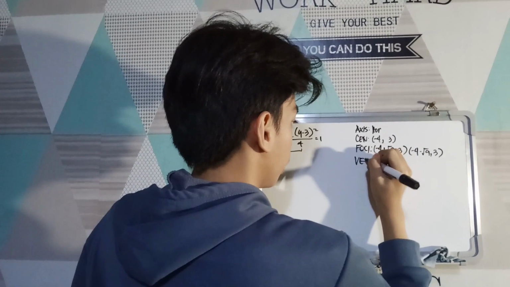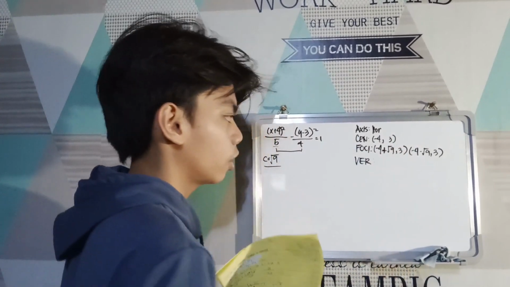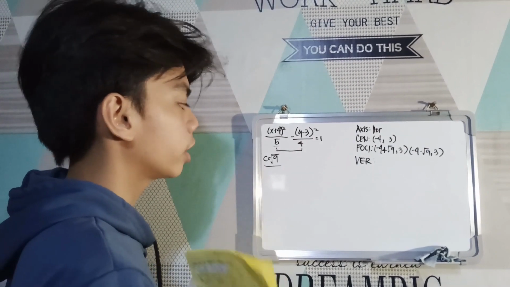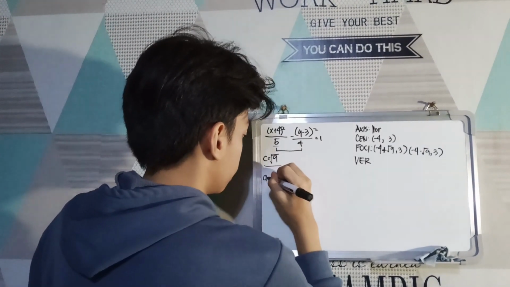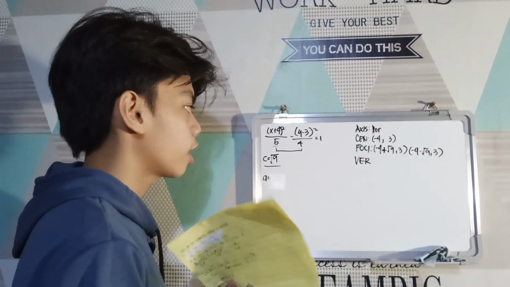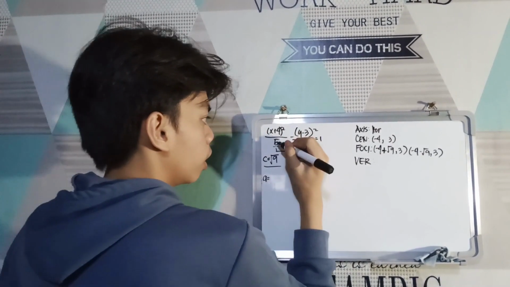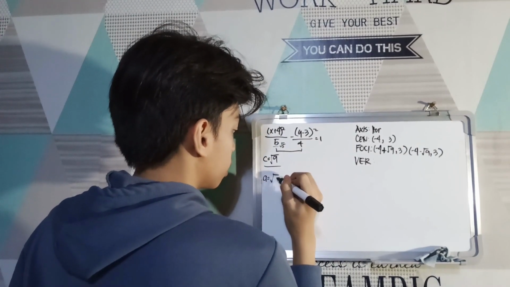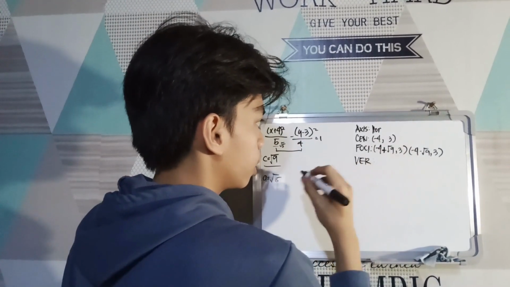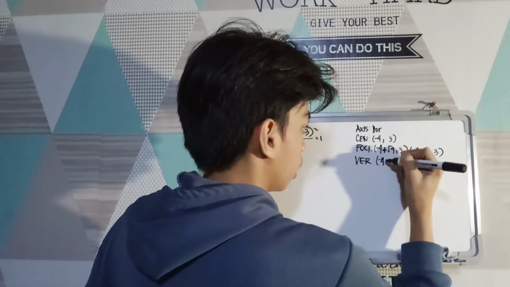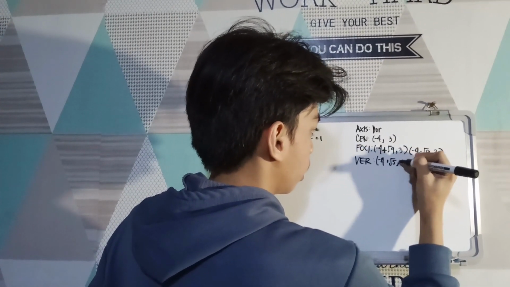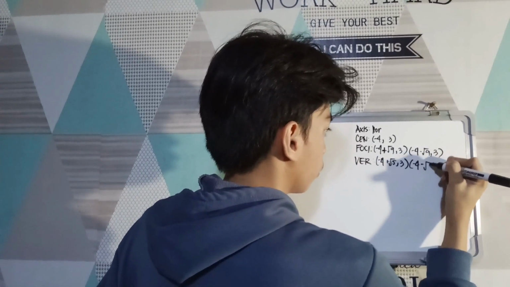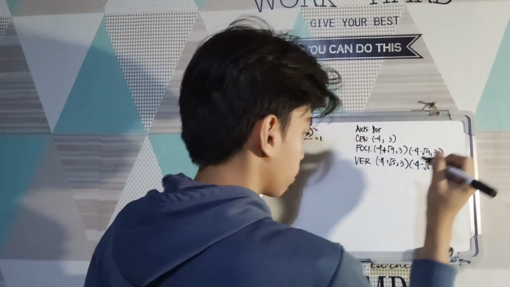So, sa vertices naman, sa horizontal, h plus or minus a, comma 3. So, hanapin natin yung value ni a. Ang a natin is yung nasa ilalim ng x, square root of 5. Ang value ng a natin is square root of 5. So, add natin sa h. Negative 4 plus square root of 5, comma 3. Negative 4 minus square root of 5, comma 3.